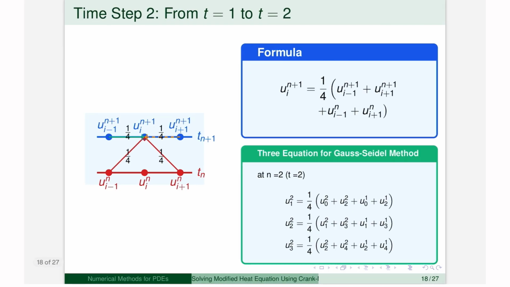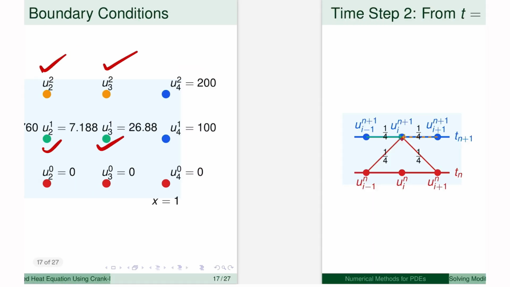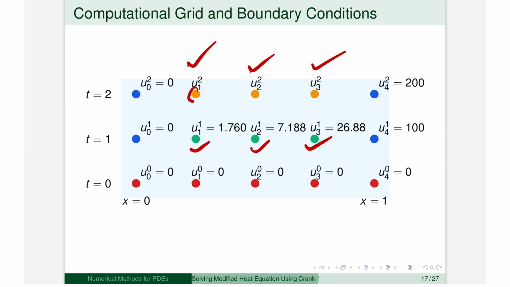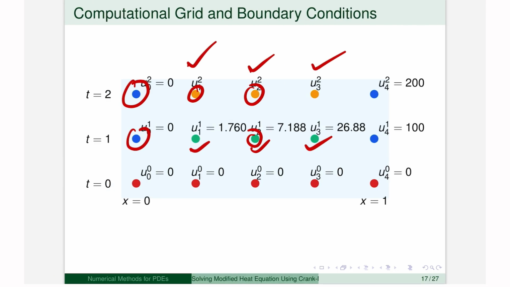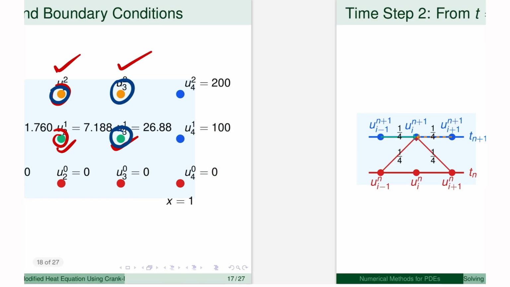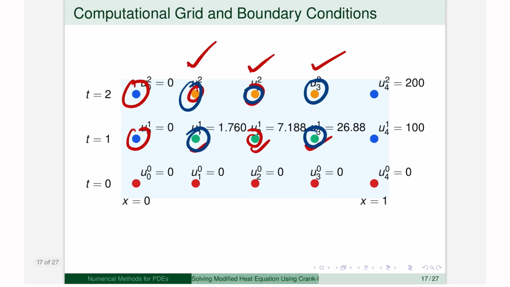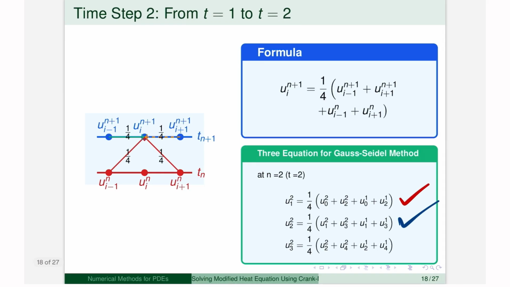So now again we get 3 equations. For calculating this one we need this and this, so this is equation 1. For calculating this, we need this one and this one, so that will be equation 2. And if I want to calculate this value, I need this point, this point, this point, and this point. So that will be equation 3.